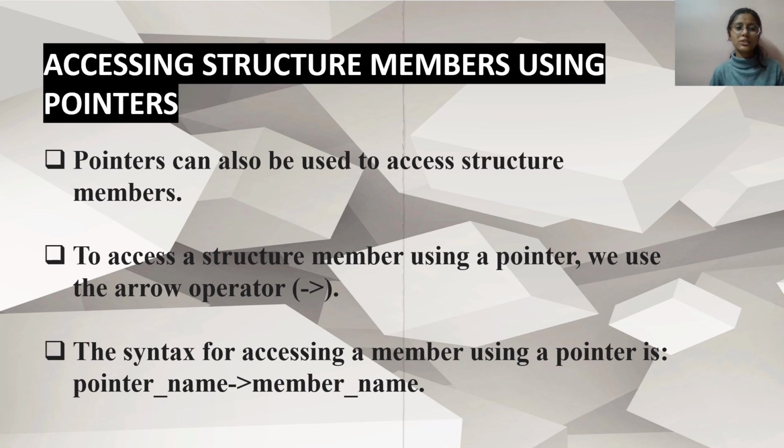Let us see about the topic accessing structure members using pointers. Pointers can also be used to access structure members. To access the structure members using a pointer, we use the arrow operator. The syntax for accessing a member using a pointer is pointer_name arrow operator member_name.